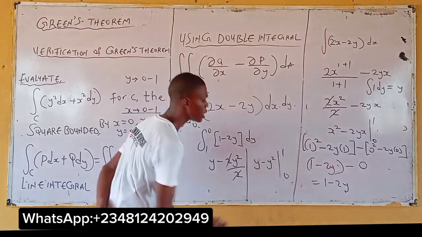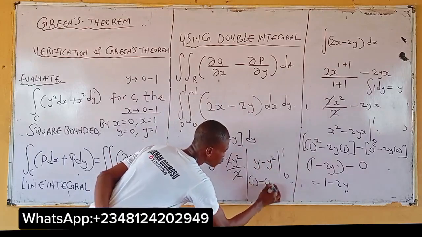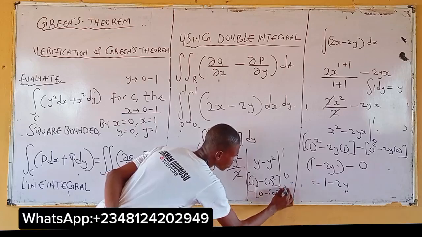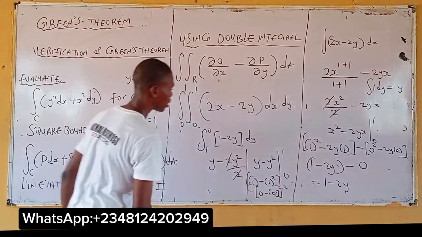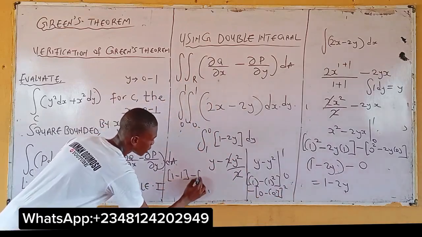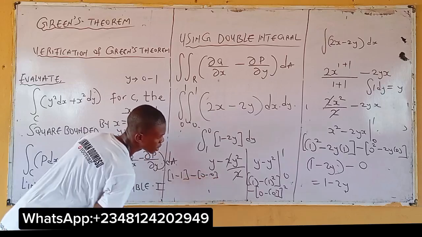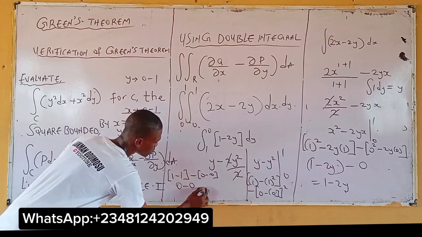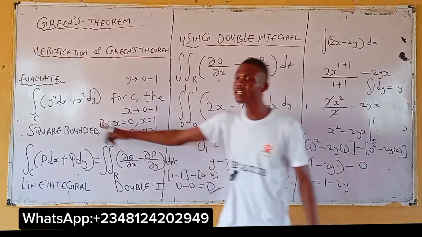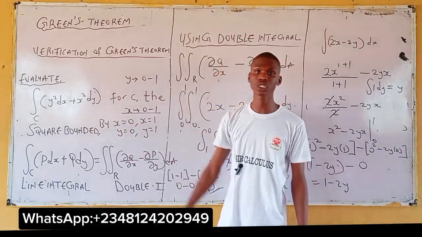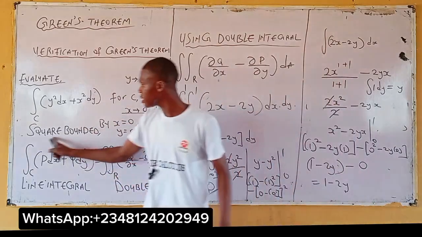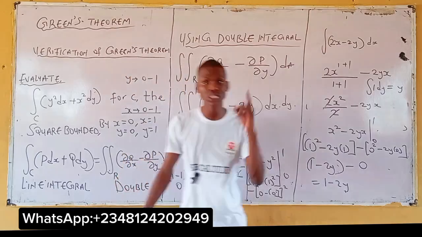Introduce your limit, 1 and 0. Meaning that 1 minus 1 squared, minus 0 minus 0 squared. By the time you evaluate this, what's the answer? This is 1 minus 1 minus 0 minus 0, right? Meaning I have 0 minus 0, which equals what? 0. Meaning that, given this question, I solved it using double integral. I got what? 0. Meaning that solving this same question using line integral, I must get what?